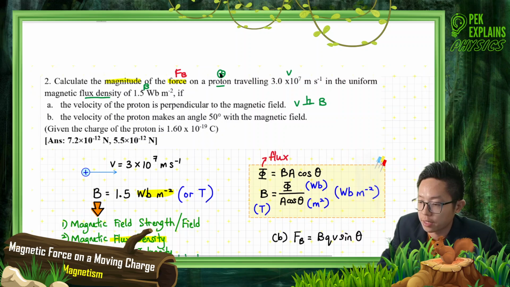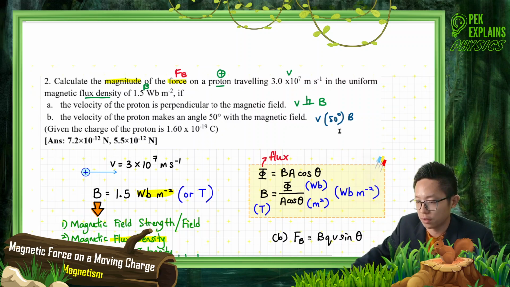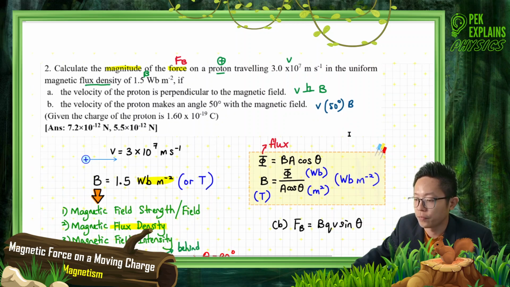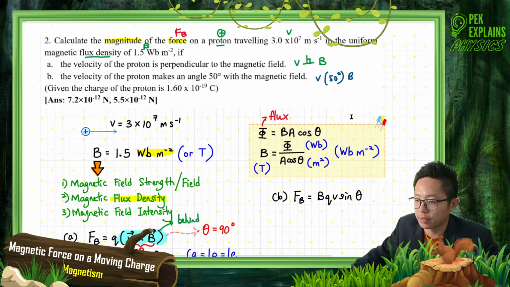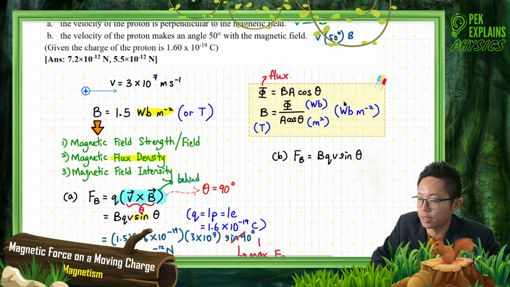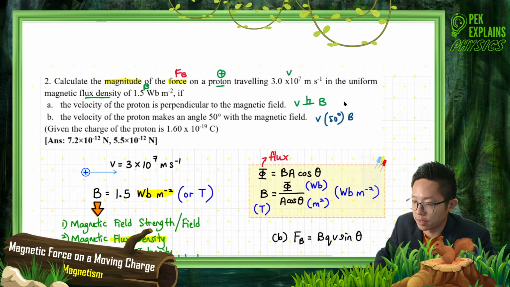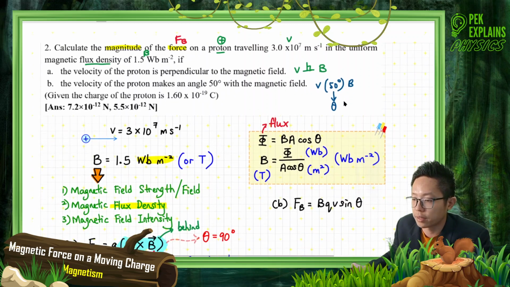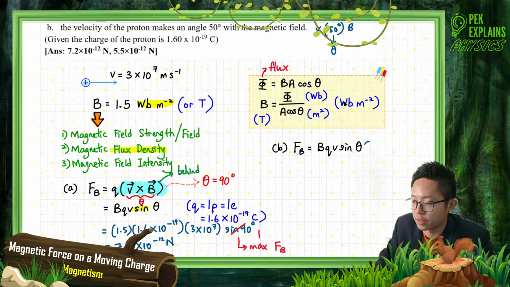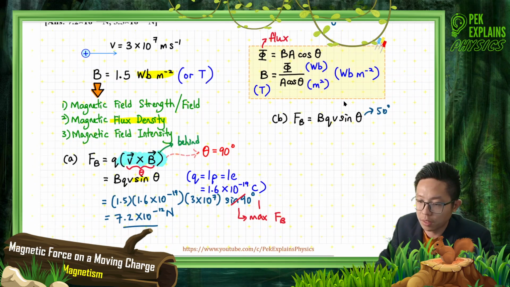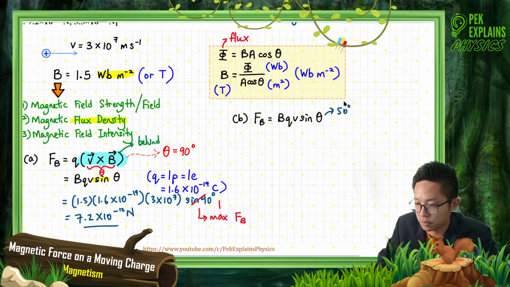Now, how about if the velocity is 50 degrees to the magnetic field? So now he's saying that between the velocity and the magnetic field, it is 50 degrees. So that is the angle theta. Now, let's put the angle theta as 50 degrees. Let's substitute.